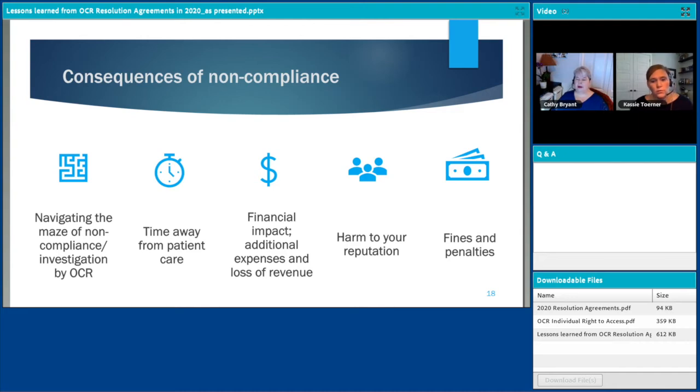Patients have rights and know they can go other places, so simply having a reportable breach in the newspaper or on television may be a detriment to your practice. And of course, there are fines and penalties, and as we saw last year, those can be quite extensive.